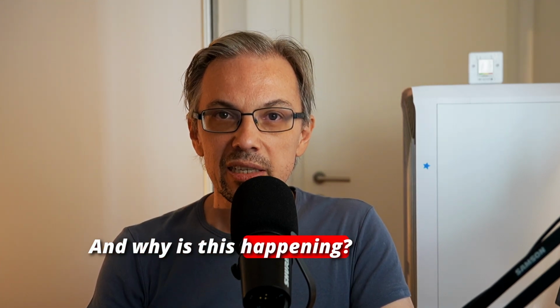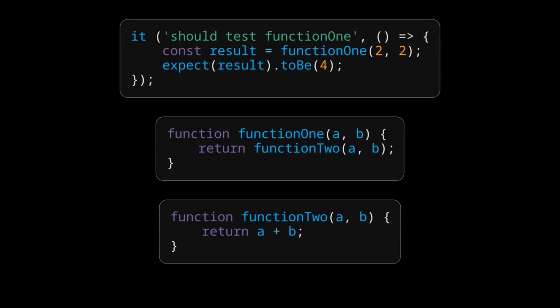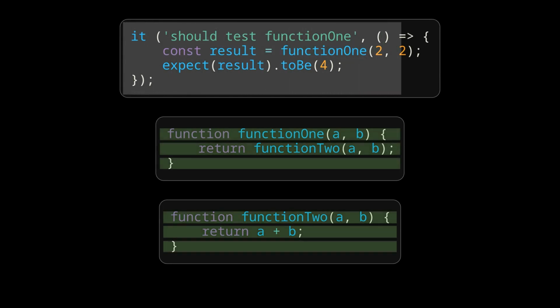And why is this happening? As the test is running, the test runner will take note of which lines of code are being executed in between the test start and the test end. It will filter out obvious exceptions, like itself, but then report everything else as covered. This is the crux of the issue.